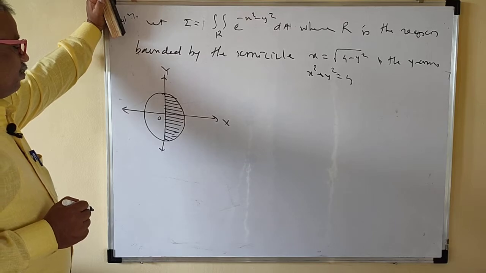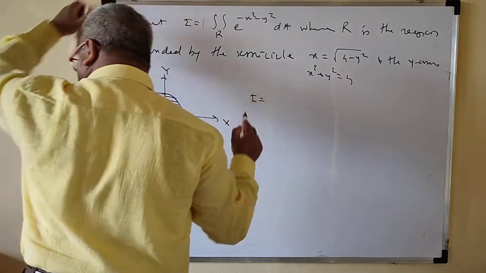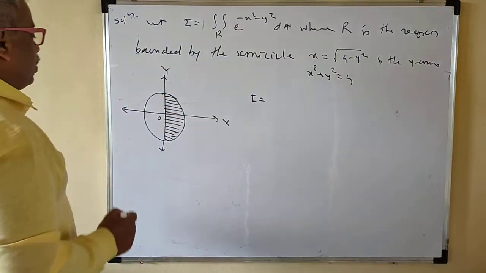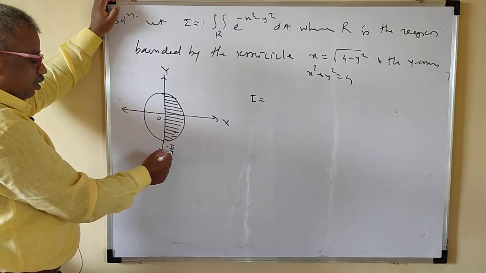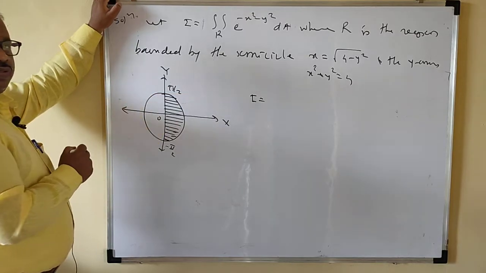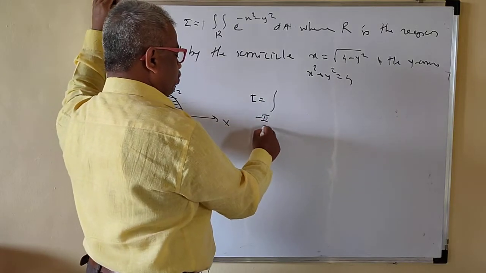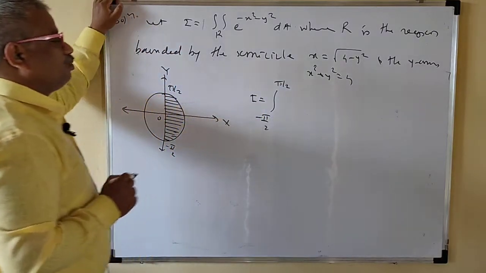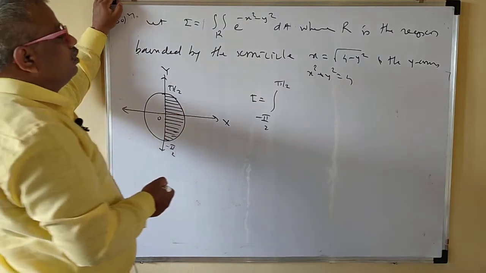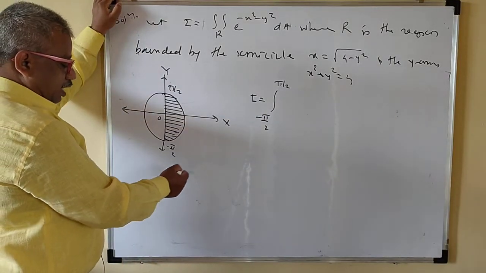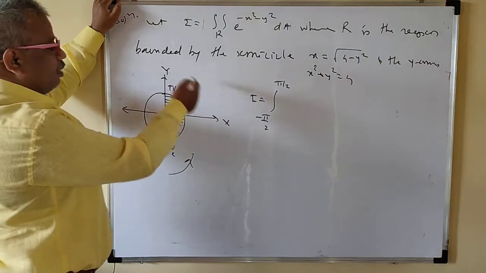So your region of integration is this. That means your theta is from this to this. Here it is minus pi by 2, and here it is pi by 2. So the range of theta is minus pi by 2 to pi by 2, because this is the rotation like this. You have taken anticlockwise rotation, therefore it is minus pi by 2 to pi by 2.